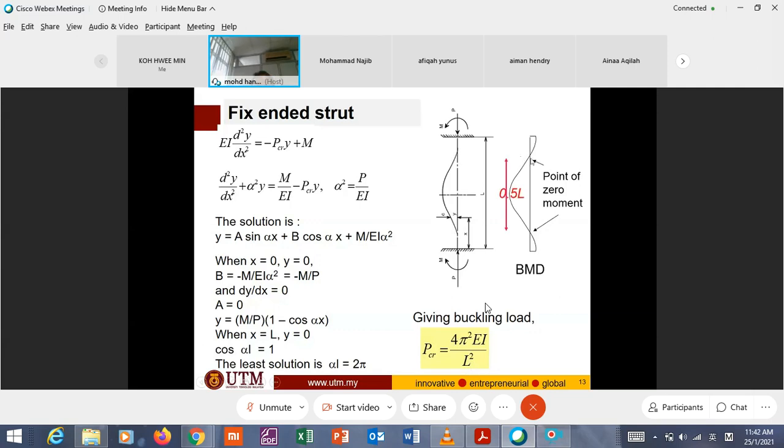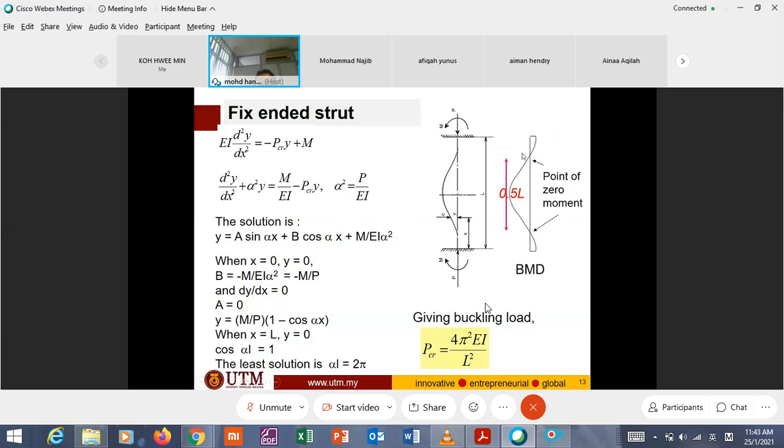This is the sine curve, a single sine curve. It starts with the point of zero moment here, and you can use your bending moment diagram. You learned the bending moment diagram in the first part of this semester. Try to draw the bending moment diagram. You'll see that there is a point here with zero bending moment, which we call the contraflexure point.